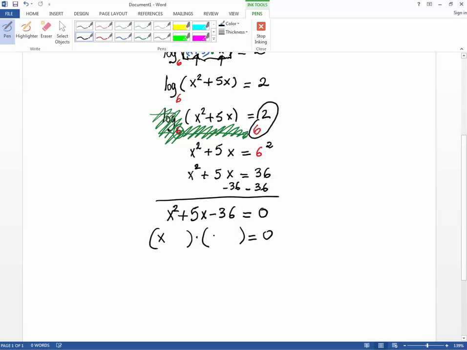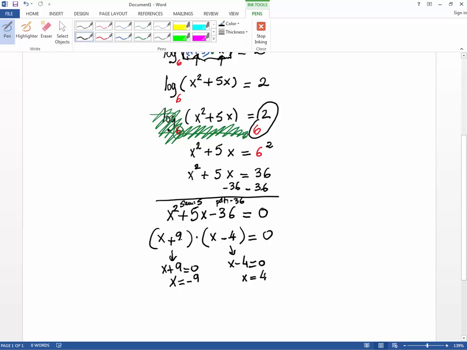To get x squared, we need an x and an x. Now we want two numbers after those x's so that the product is negative 36 and their sum is 5. Such two numbers are positive 9 and negative 4. Now a product is equal to 0 if either the first factor is 0 or the second one is 0. So solving for x, we get x is negative 9 or x could be 4.